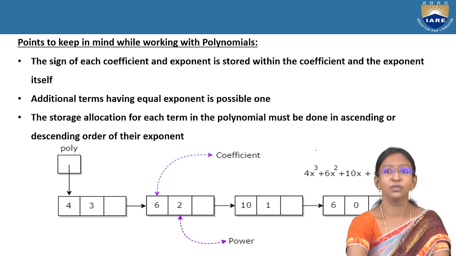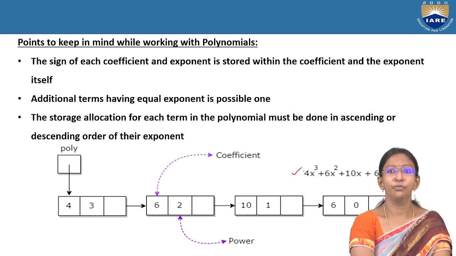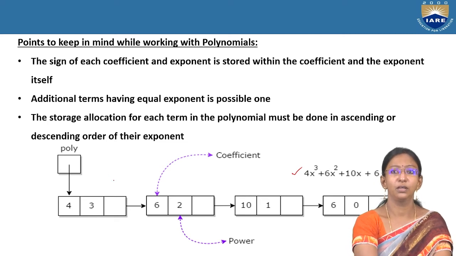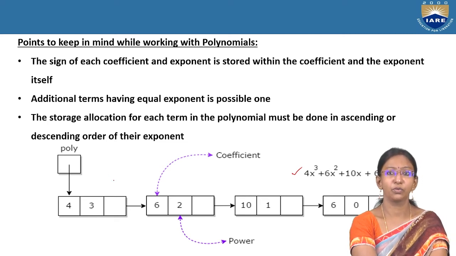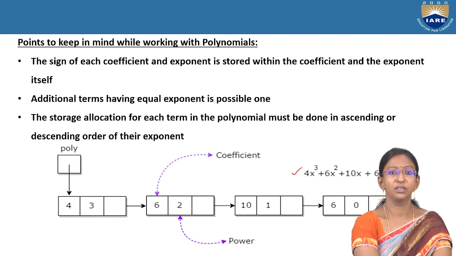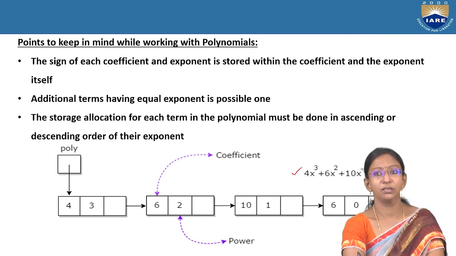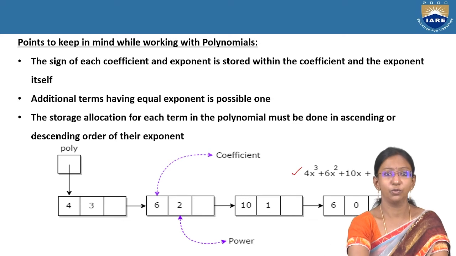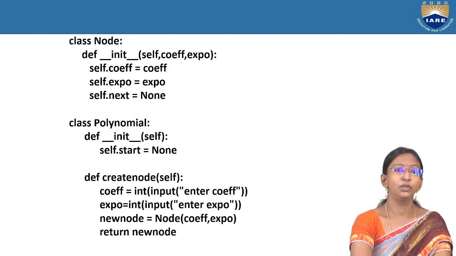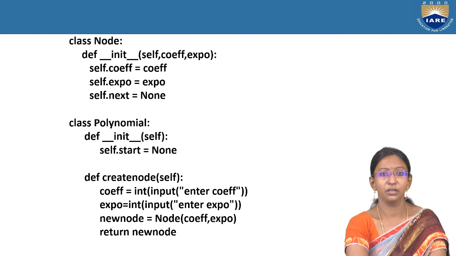Okay, so have a look at this expression: 4x cubed plus 6x squared plus 10x plus 6. So 4, 3, address of the next node. 6, 2, address of the next node. 10, 1, address of the next node. 6, 0, and you will not have an address for the last one because it is a constant, right? So this is how you can represent it. All the operations, whether addition, subtraction, or whatever manipulations you want to do with polynomials, you can do.